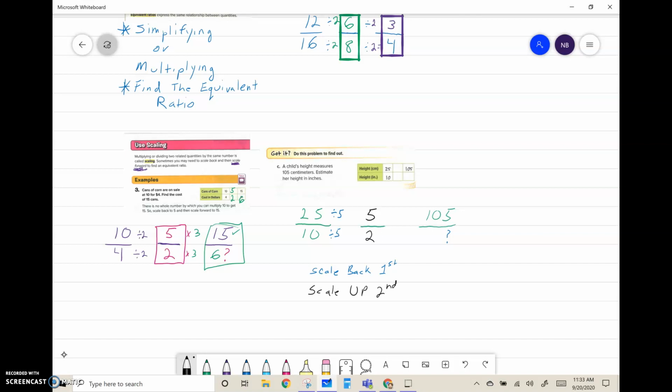I just need to find a factor that I can multiply times 5 that'll give me 105, and that number is 21, because 5 times 21 gives me 105. Whatever you do to the top, we have to do to the bottom. If we do 2 times 21, we end up with 42. So with a little bit of math, we figure out our middle column and our ending column. We end up with a 5, a 2, and then this box is a 42.